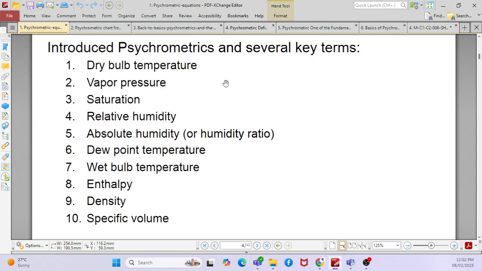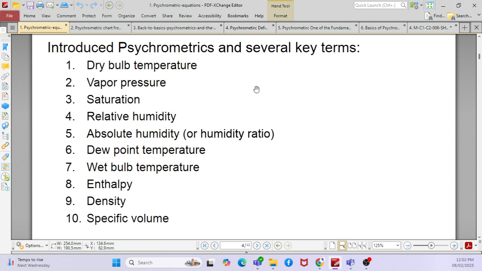Say for example, if you want to study psychometrics, you will normally find the dry bulb temperature. Then you can talk about wet bulb temperature, dew point temperature, relative humidity, saturation, vapor pressure, density, specific volume, enthalpy. Whenever you discuss psychometrics, all these things will be discussed, right?